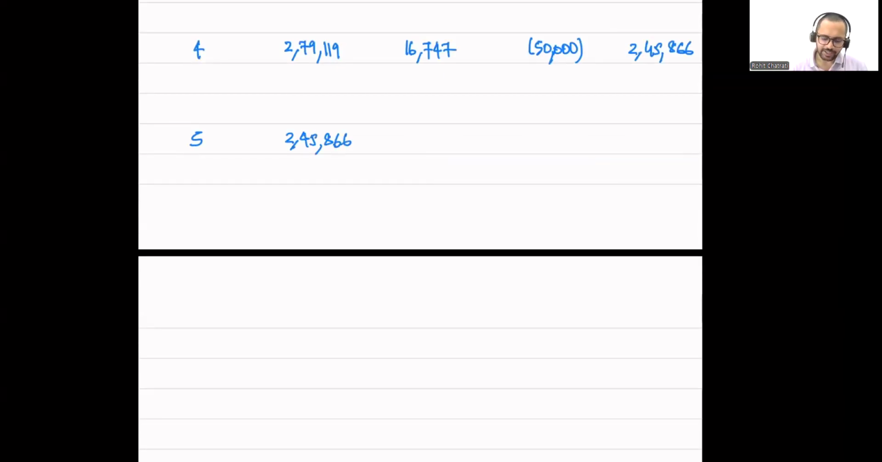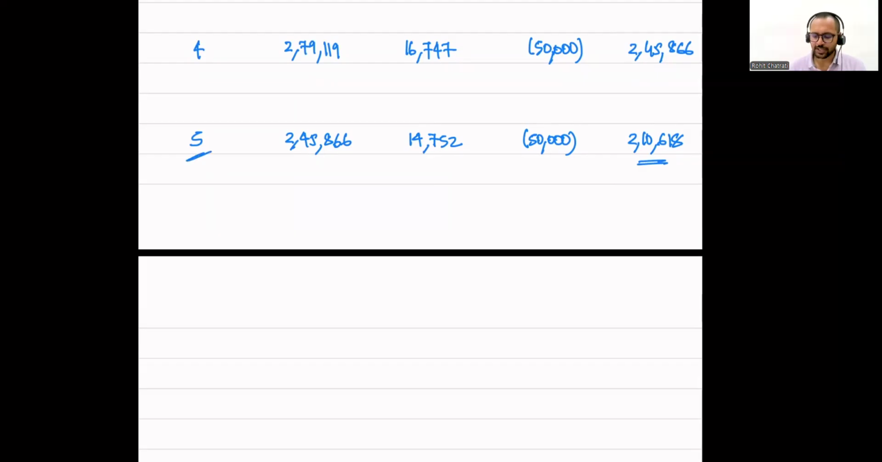For year 5, I have 2,45,866. I have interest which is calculated at 6%, and that is going to be 14,752. I then have a lease payment of 50,000, which gives me a total lease liability of 245,866 plus 14,752 less 50,000, which is equal to 2,10,618. So my closing lease liability at the end of year 5 is 2,10,618.